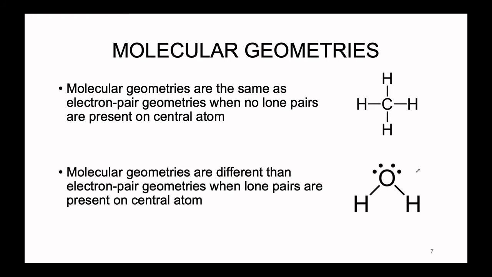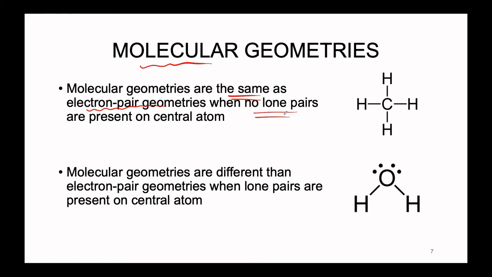All right, so now we have talked enough about these geometries in terms of the electron pairs to break it down even further and discuss molecular geometries. First and foremost, the molecular geometry for a particular molecule is going to be the same as the electron pair geometry, directly dependent on the steric number, when there are no lone pairs present on the central atom.